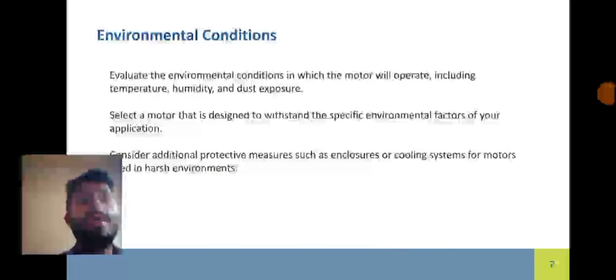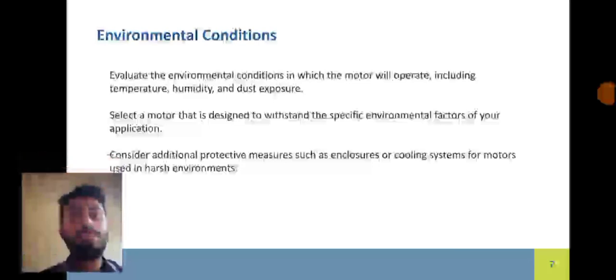Environmental conditions. Evaluate the environmental conditions in which the motor will operate, including temperature, humidity, and other exposures. Select a motor that is designed to withstand the specific environment and factors of your application. The main thing is to select a motor that is environment-friendly and will not get damaged for a long time.